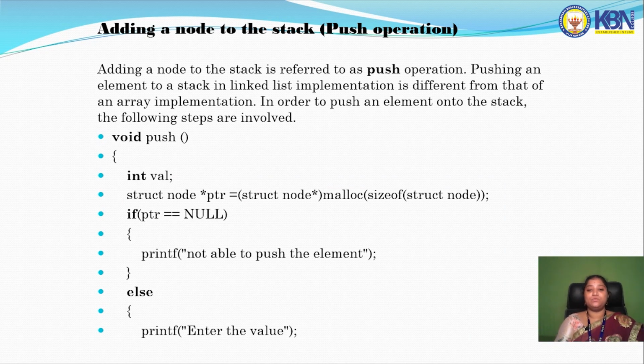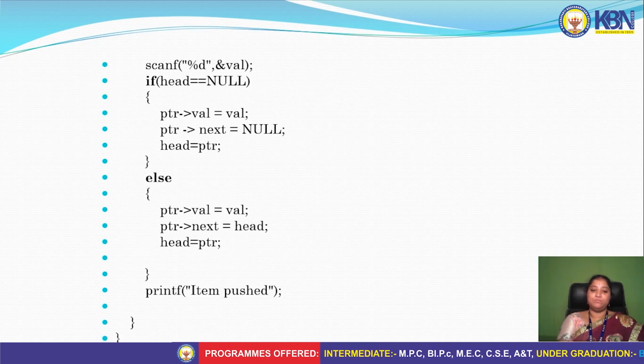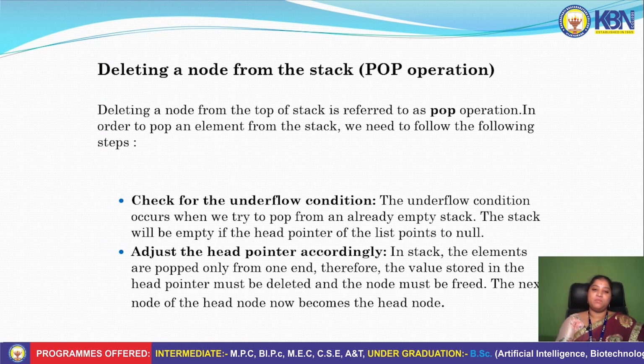Now adding a node to the stack is the push operation. Pushing an element to the stack in a linked list is implemented differently from array implementations. In this push operation we use void push, with a variable and struct node pointer ptr, and ptr is assigned the memory allocation of the size of struct node. If ptr is null, then print that the element cannot be pushed, otherwise enter the value. This is the program.